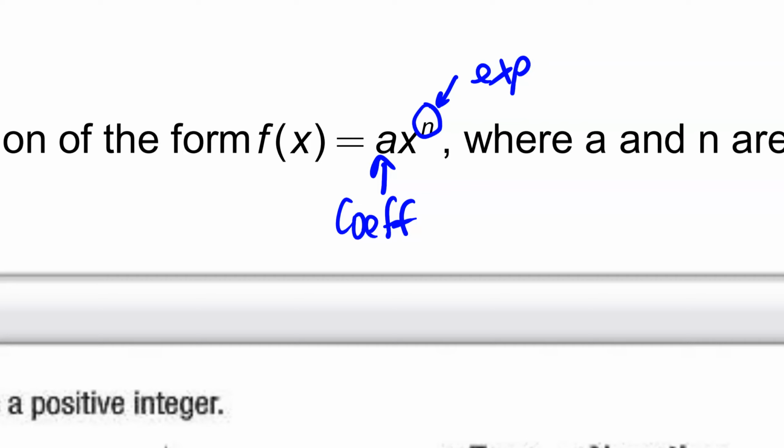Because then the base would always be 1. Right, that's just a straight line. We need it to be a power function. And why can't a equal 0? Because then the whole thing equals 0. Because if the coefficient is 0, anything times 0 is 0.